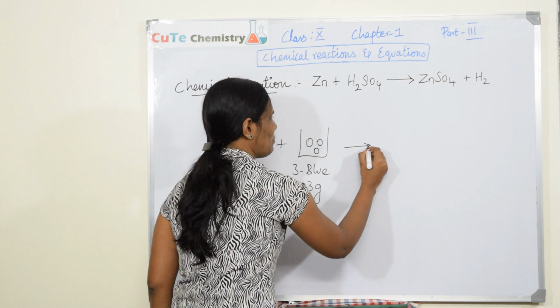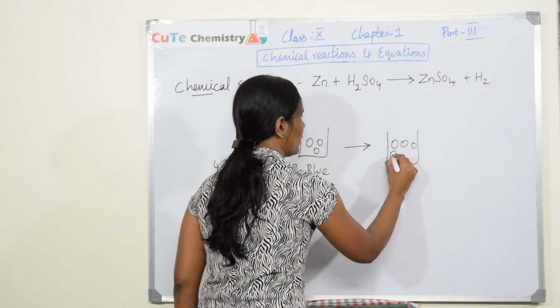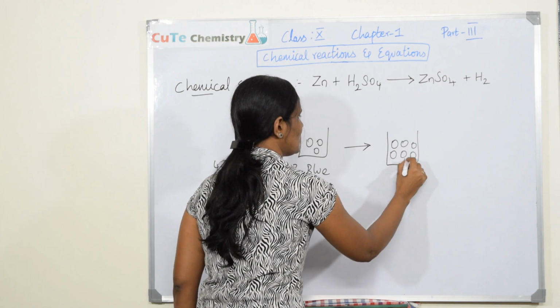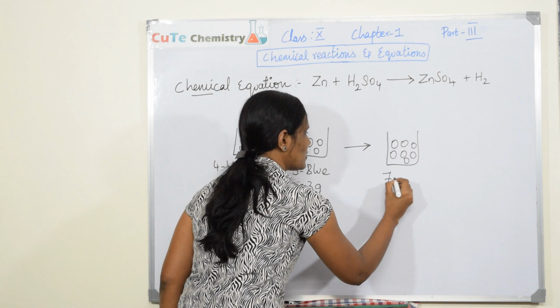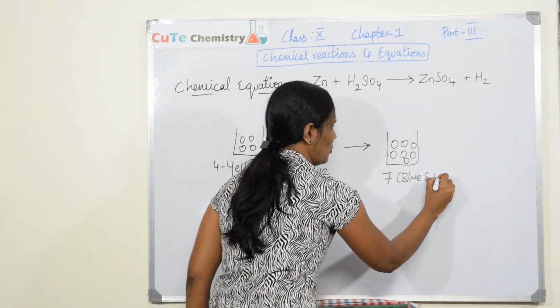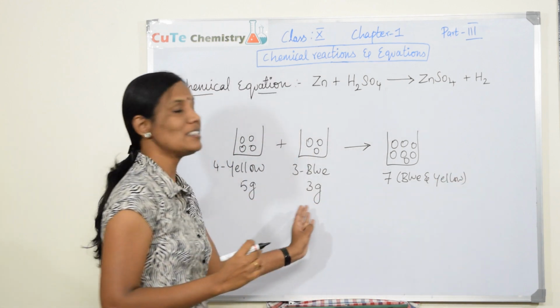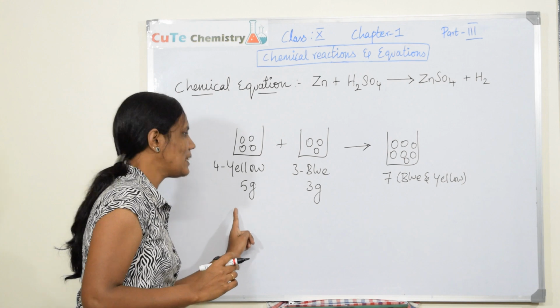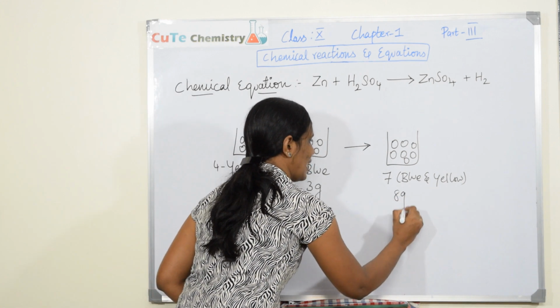So what will happen here? I have 4 yellow balls as well as 3 blue balls. So in total I have 7 balls, a combination of blue and yellow, and the weight is also the same. It will be the addition of these two. So the weight is 8 grams.